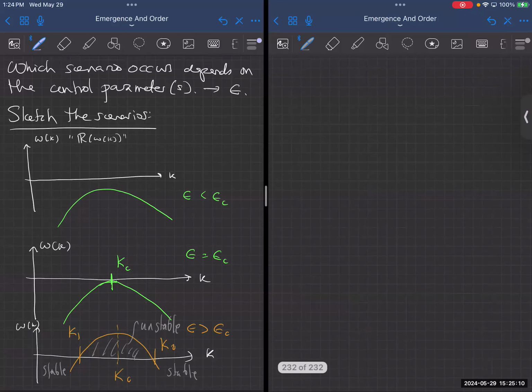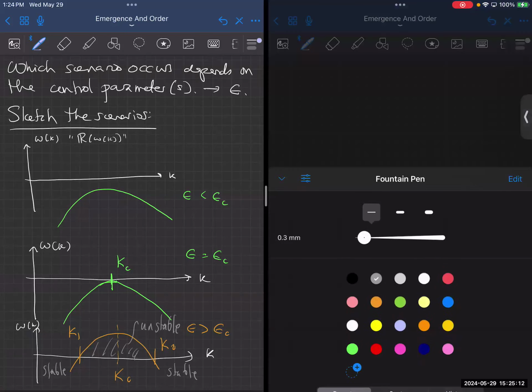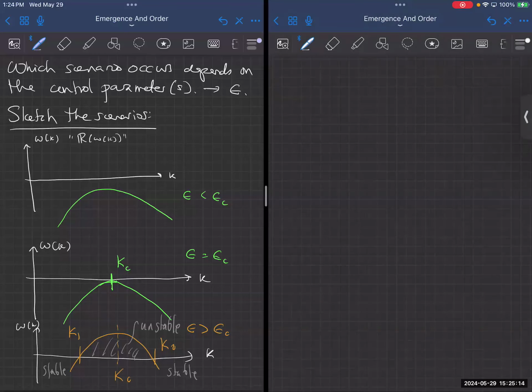So what we have is a band of unstable wave vectors. This would be a really terrible name for a pop group. I think it would be pretty cool, actually. Well, my band was called the Renormalization Group.